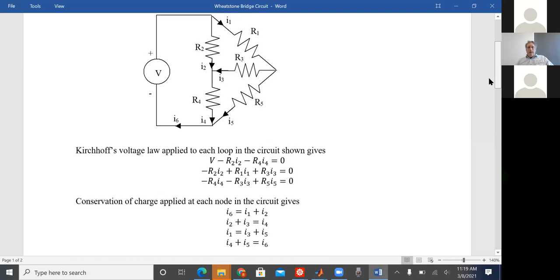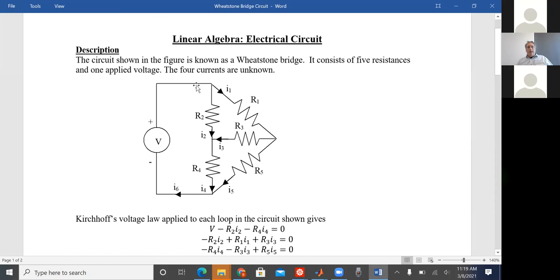You have two laws, and this is good for you because you get to review these electrical circuit principles. You have Kirchhoff's voltage law around each loop, which says that the sum of the voltages around a closed loop is zero because you get back to the same spot, same voltage. And then also conservation of charge. That tells you that the summation of the incoming charges is equal to the summation of the outgoing charges. This is like a balance.